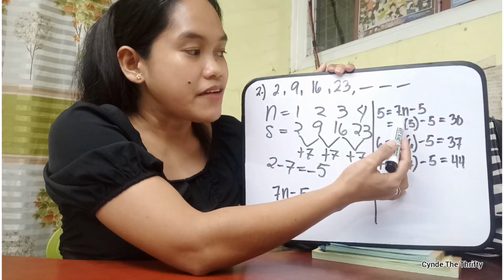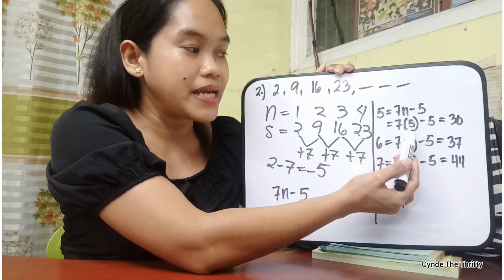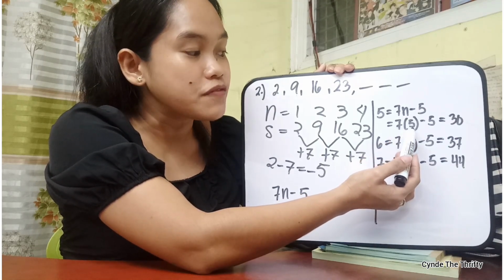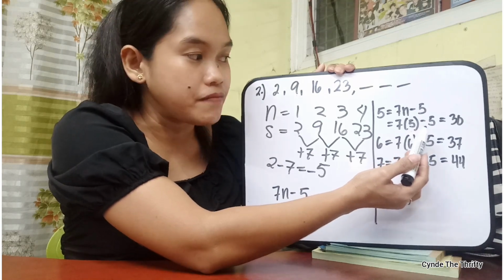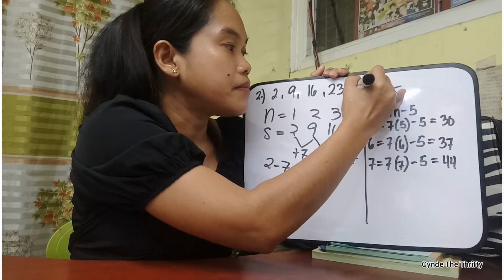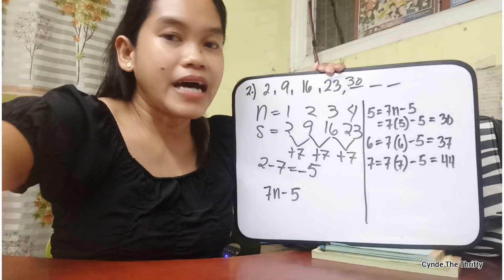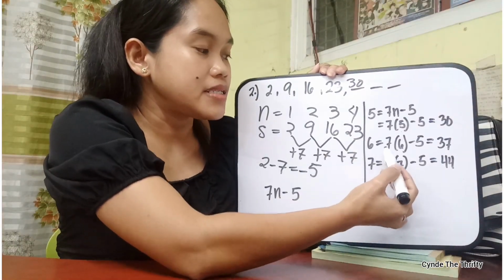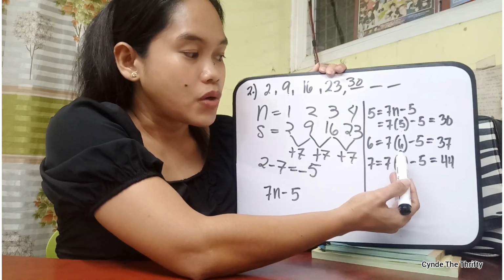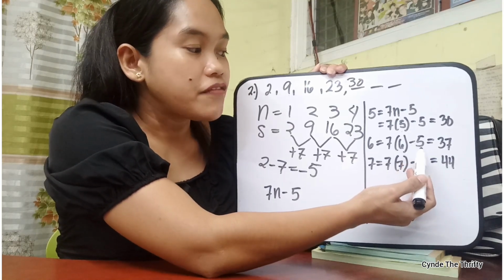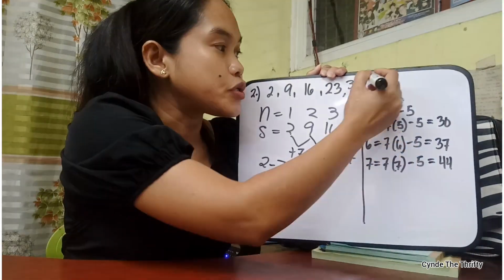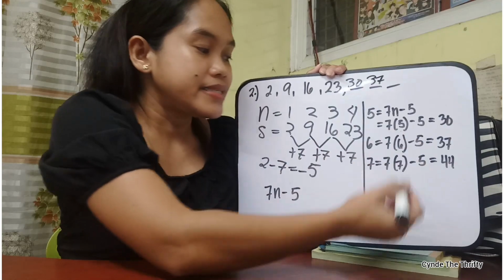Gamit ang ating nth rule na 7n minus 5, ano yung term na hinahanap natin? 5. Si n i-replace natin ng 5 kasi 5th term yung hinahanap natin. So, 7 times 5 equals 35, minus 5 equals 30. Ibig sabihin, ang ating 5th term is 30. Now, ang ating 6th term. Si n is equal to 6. 7 times 6 minus 5 is equal to 37. Ibig sabihin, ang ating 6th term is 37.